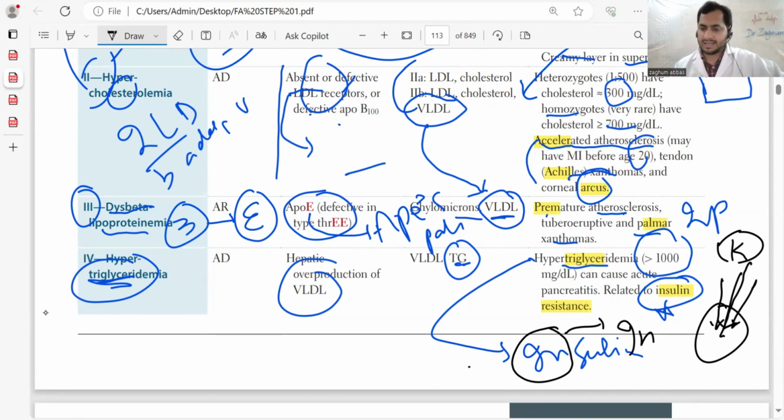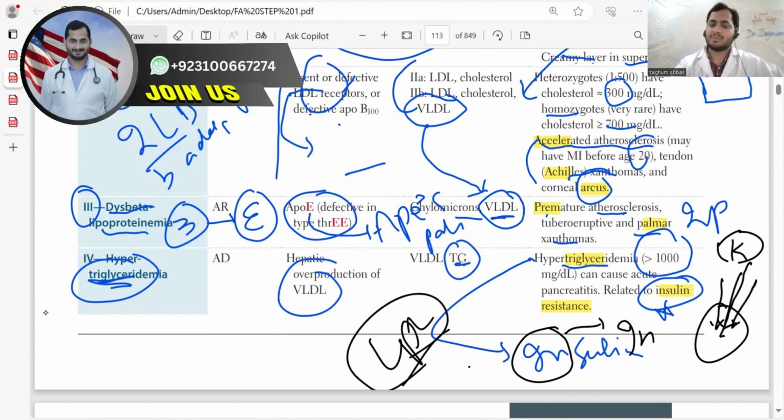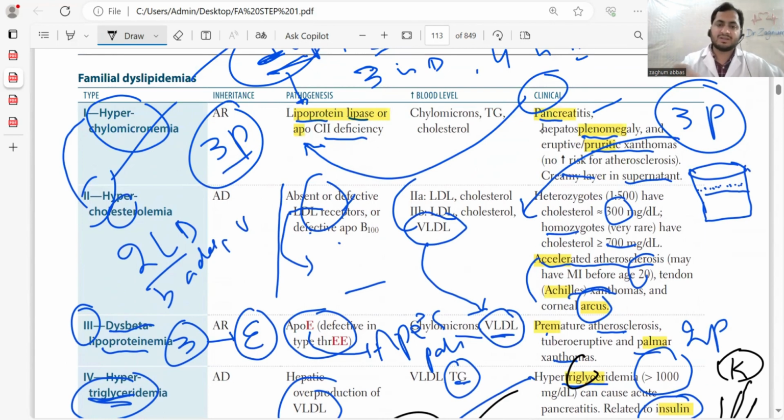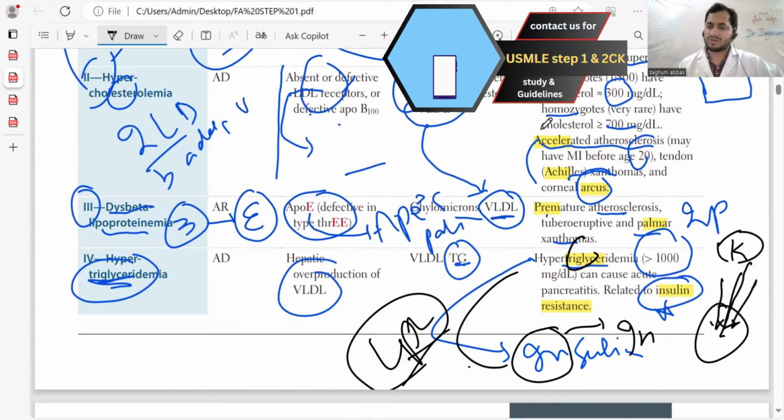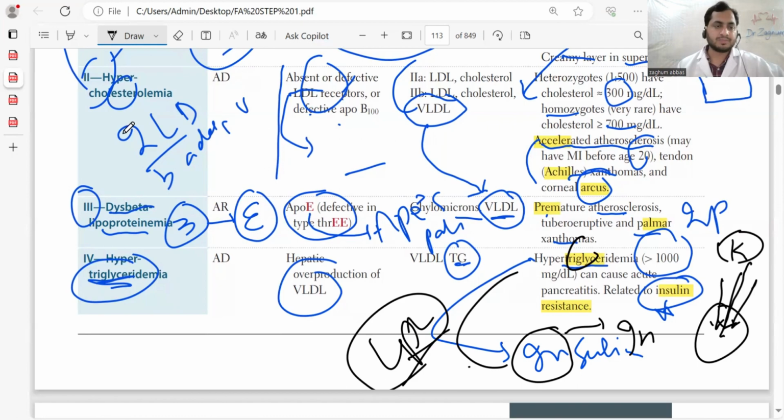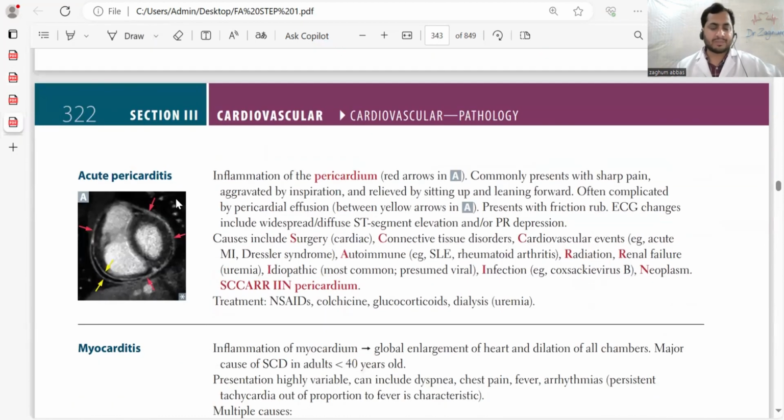And in hypertriglyceridemia, when you give insulin, insulin activates lipoprotein lipase. Remember, that is the enzyme we discussed at the start. It breaks down both chylomicrons and triglycerides. So you can use insulin in acute cases. So that's all. Next, I'm covering the next topic, which is pericarditis.